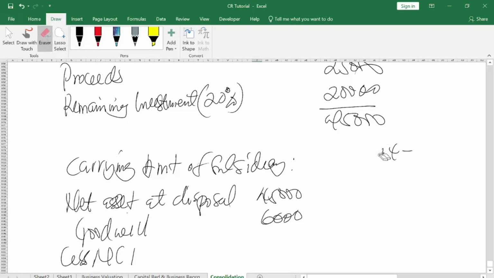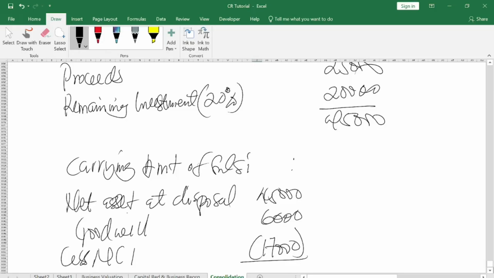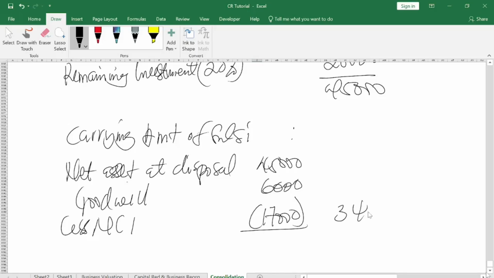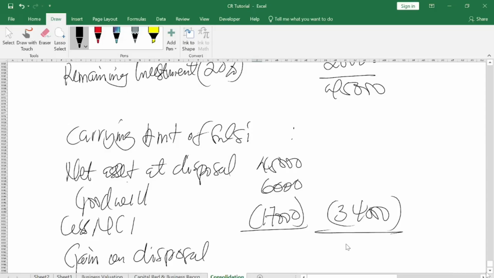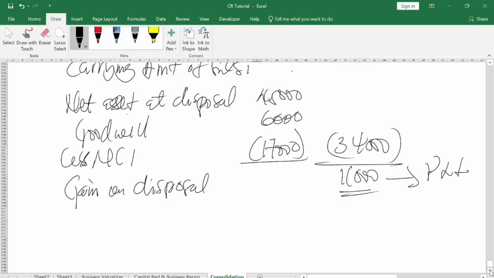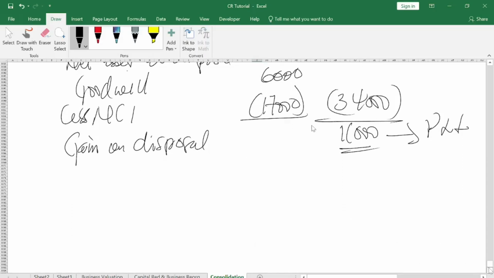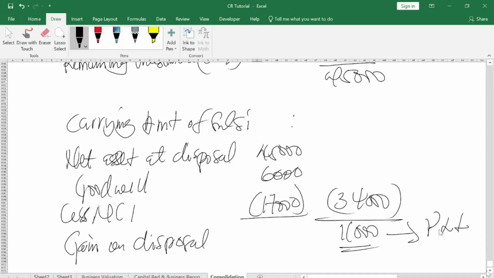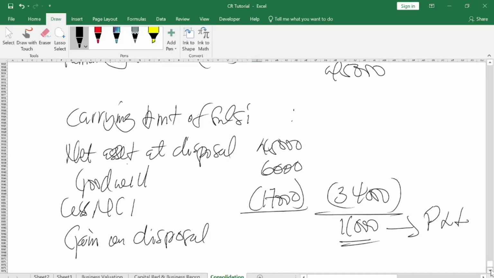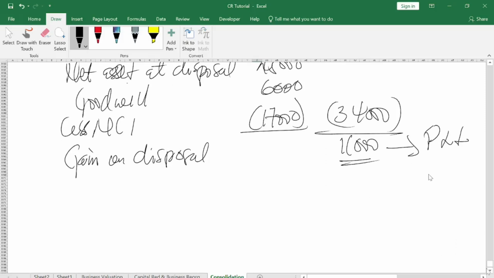So you will less that one, which is 17,000. When you less, what do you have? 34,000, sir. Okay, so what do you have here? This is the gain on disposal. 11,000, sir. So this money will go to where? Profit and loss account. Yes, sir. Are you with me? Okay. So the 11,000 will go to the P&L account as gain on disposal. You understand?